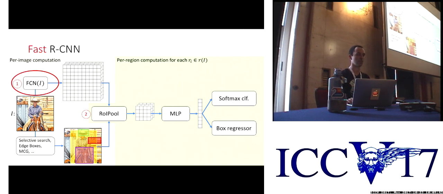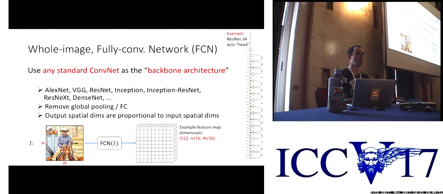So I want to dive into two parts of this system in a little bit more detail. The first is the FCN that converts the image into a feature representation. This can be any standard ConvNet, and we typically refer to it as the backbone architecture. So for example, this could be AlexNet, VGG, ResNet, Inception ResNet, ResNeXt, DenseNet, and so on.